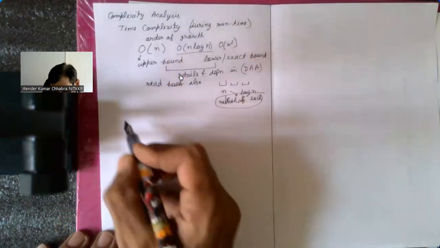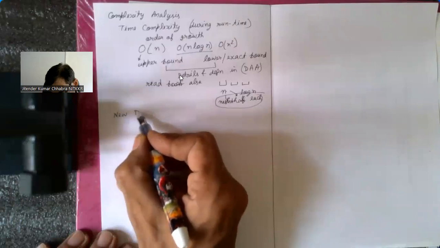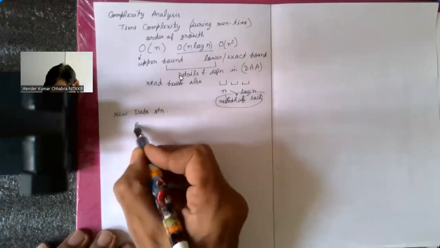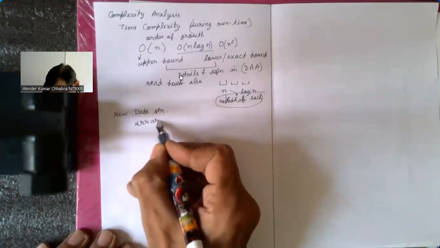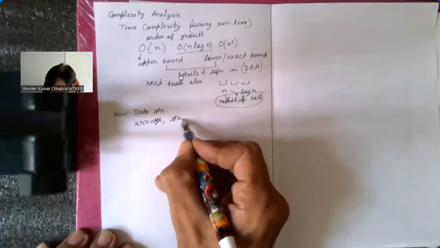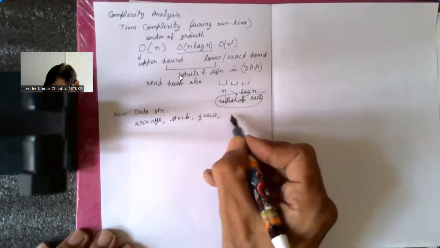I'm not going into more detail at present, but now we go on to some new data structures, and we will see some more applications and usage. Till now, what we have studied was arrays. Then we started with the stack. Then we started with the queue. And then we went on to the linked list.